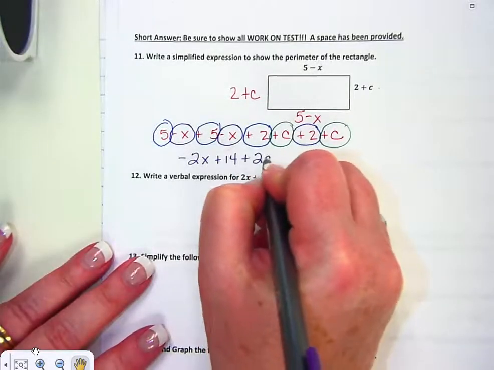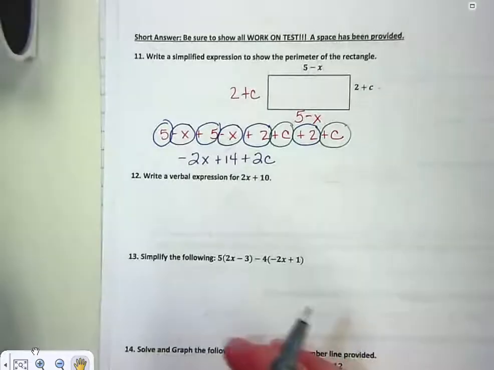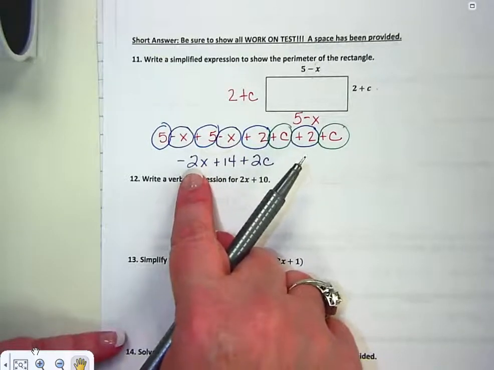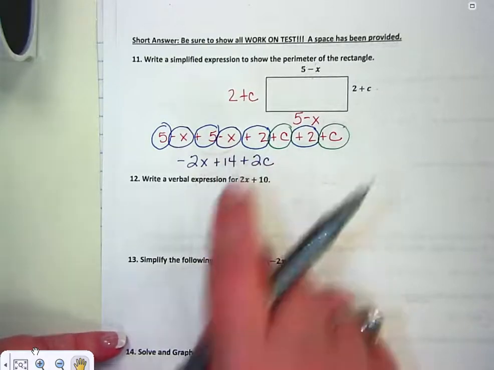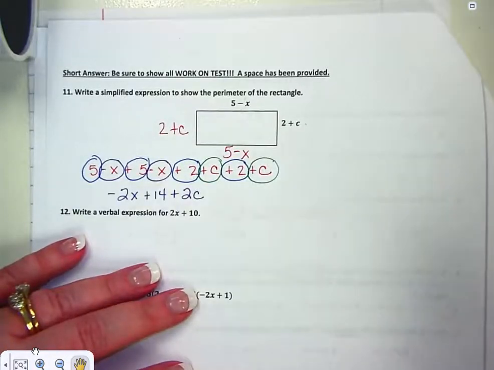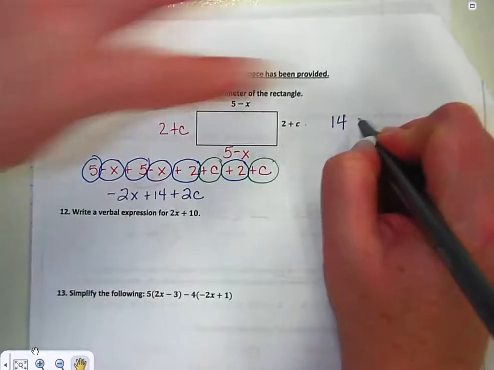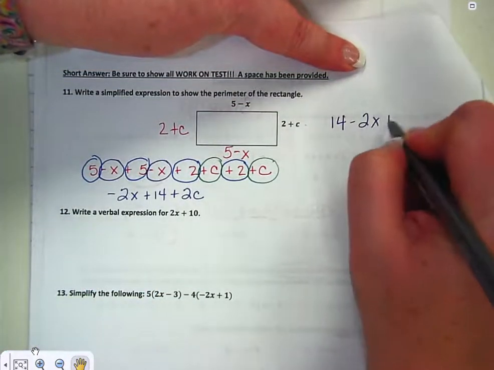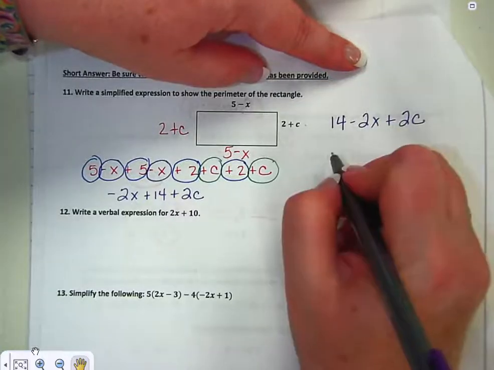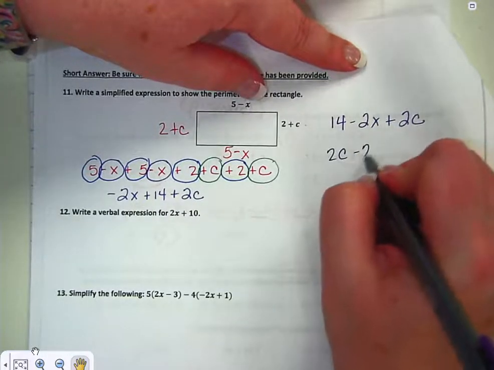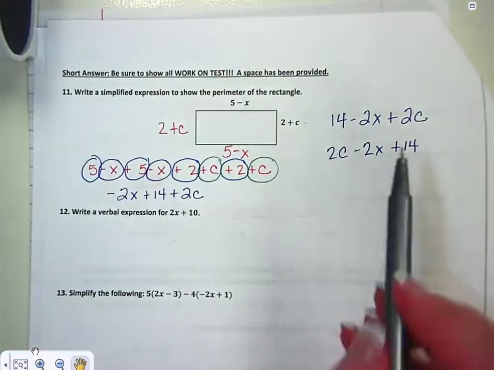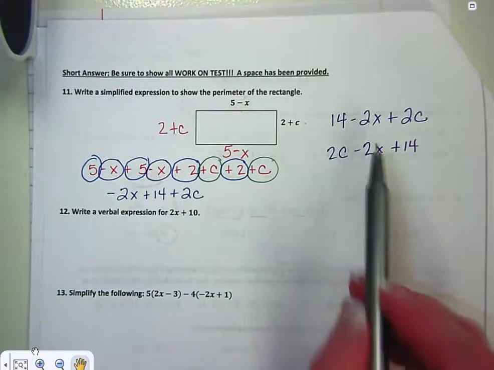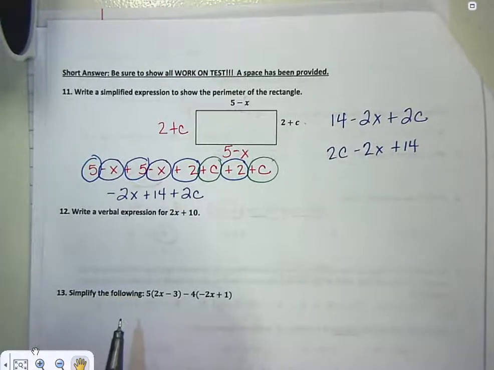I could put it a different way. It does not matter the order as long as the x is negative 2x and it's a positive 14 and a positive 2c. So you could also have it written as 14 minus 2x plus 2c. You could have it 2c minus 2x plus 14. It does not matter as long as the x's are negative. All right, any questions?